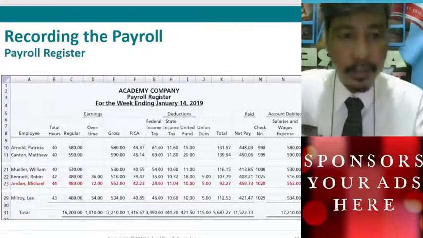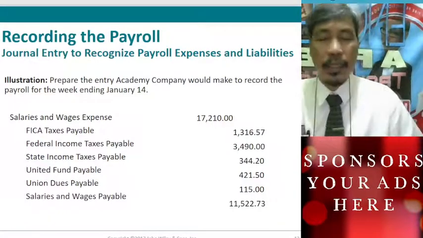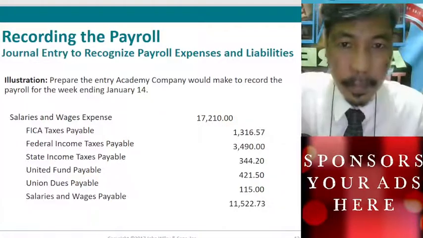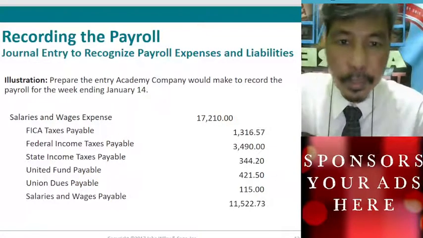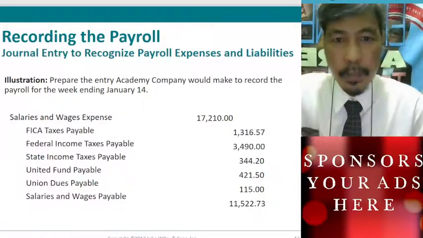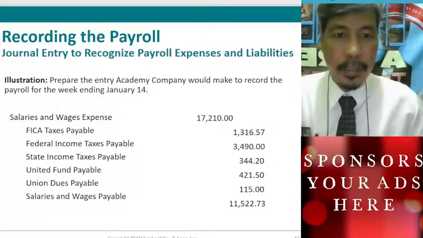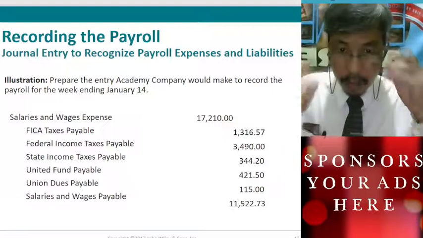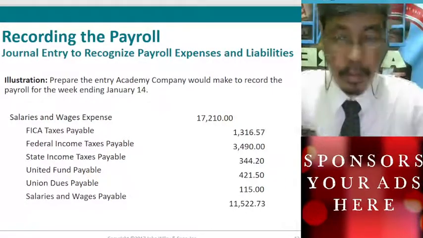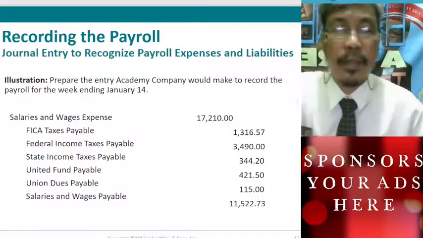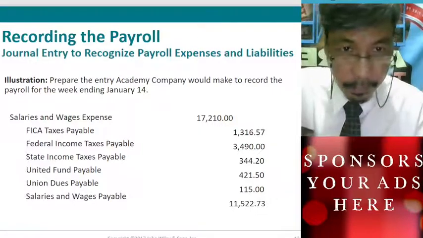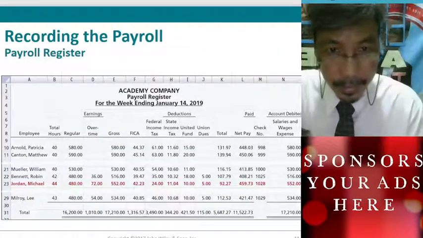Okay, these rates are similar in Japan. Almost similar. Journal entry to recognize payroll expenses and liabilities. Example: prepare the entry Academy Company would make to record the payroll for the week ending January 14. These are listed down there, so for our sample, right here, Academy Company.